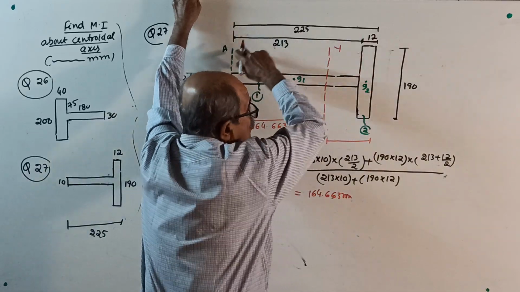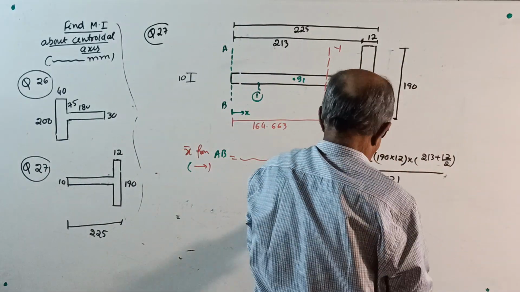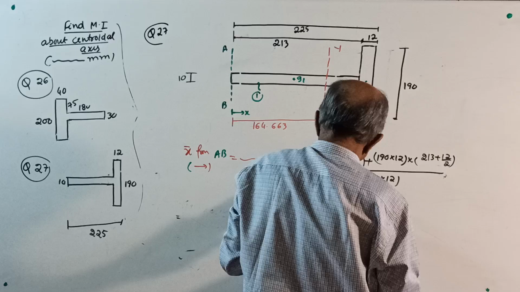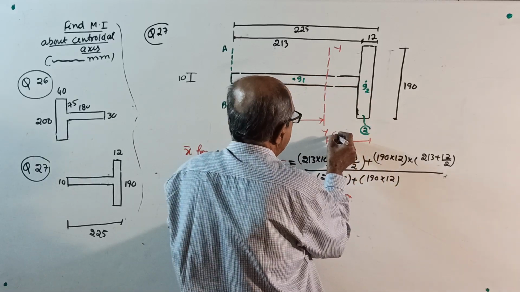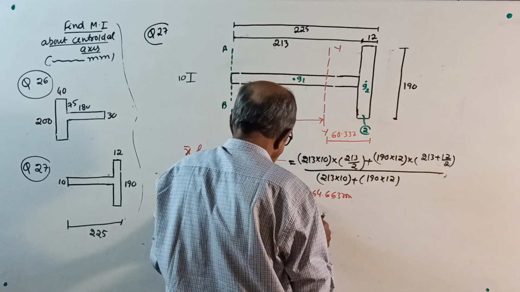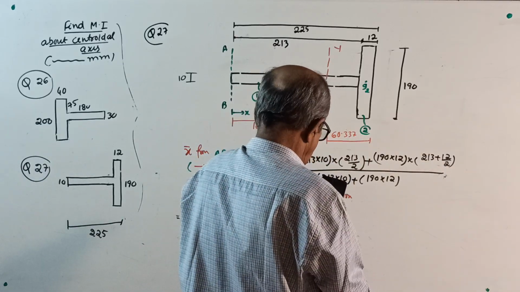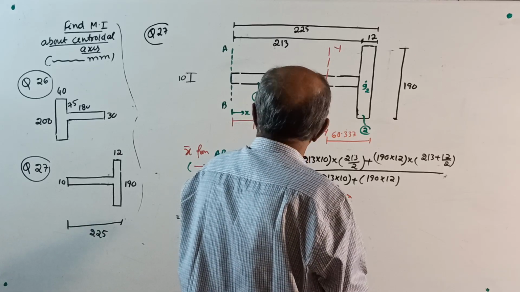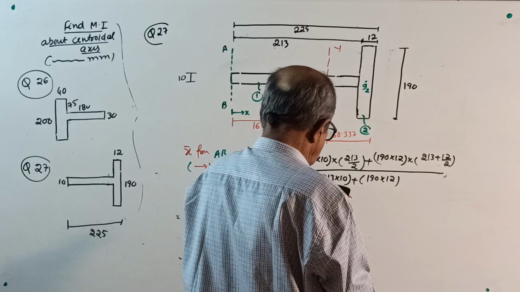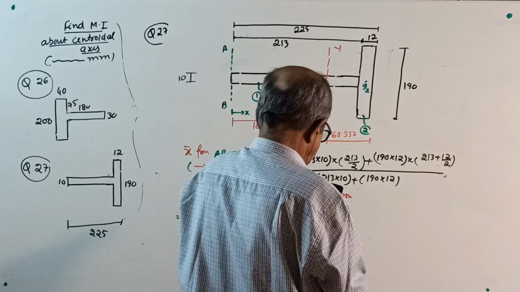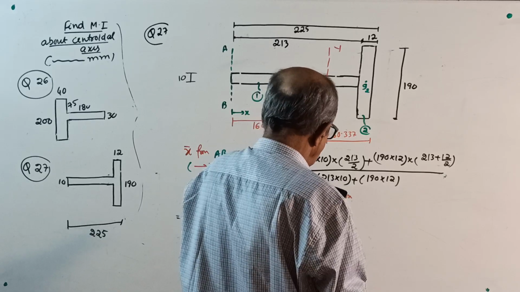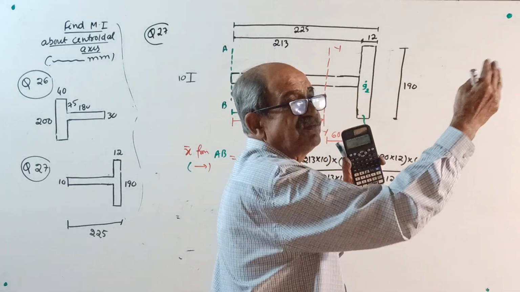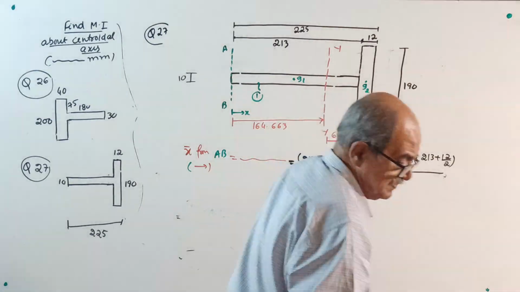How much? From 225 subtract 164.663, that is 60.337. But what I usually do is cross check now. 190 into 12 into 6 plus 213 into 10 into 225 minus 213 divided by 2, divided by bracket 213 into 10 plus 190 into 12. 60.337, correct? Yes, 60 point. I found x bar from that side. I got 60.337. Perfectly correct now.